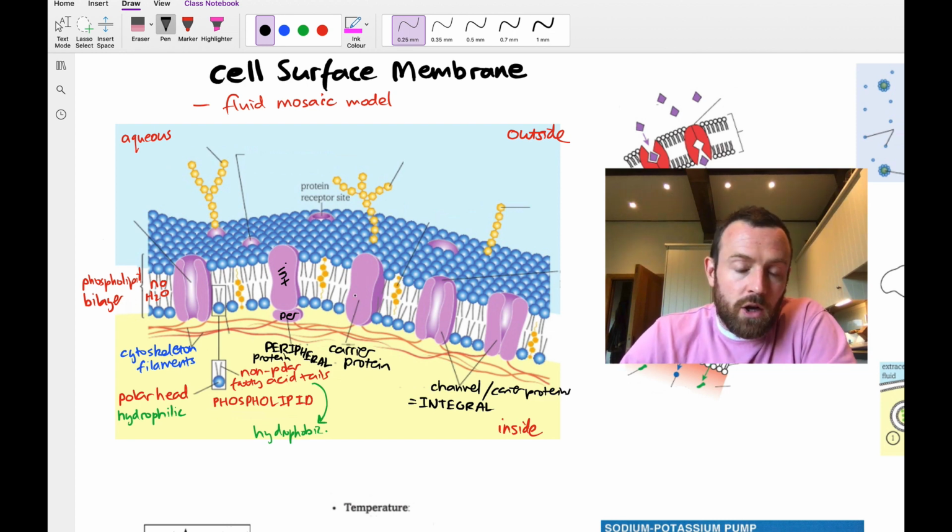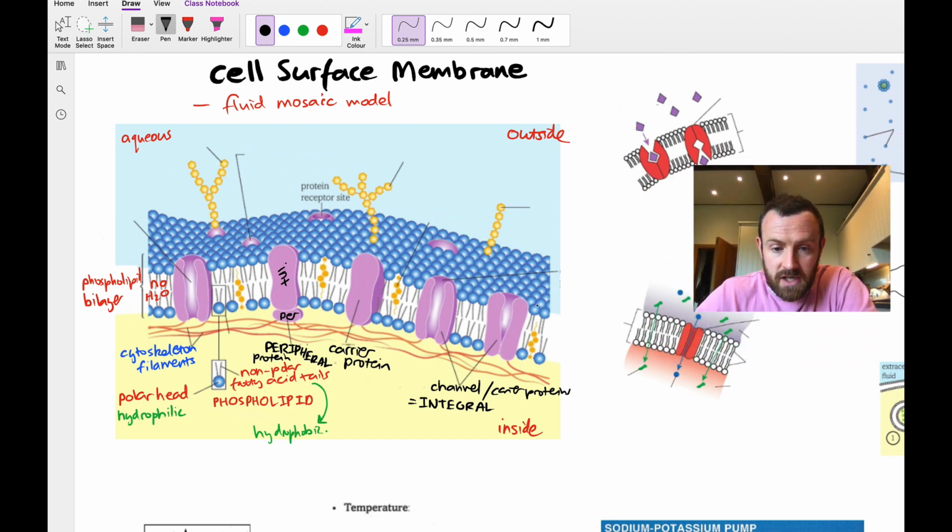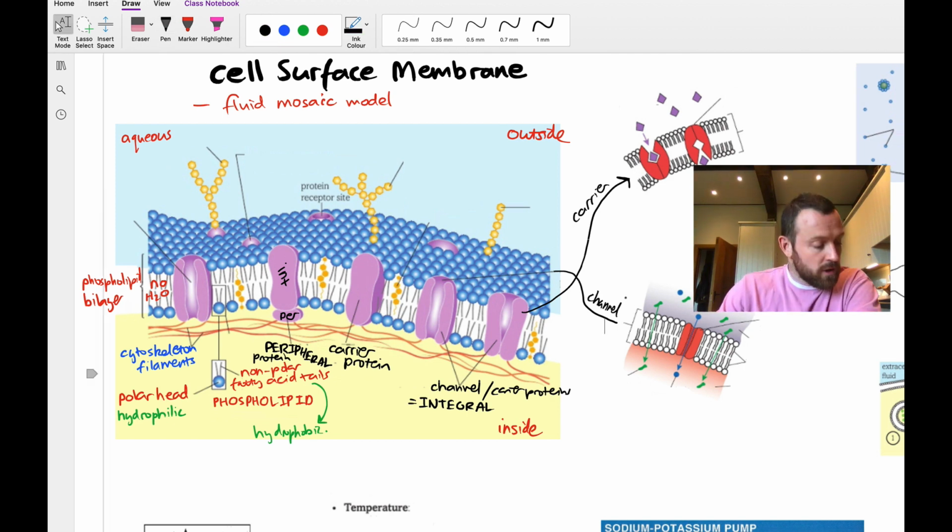Okay, so we're going to look at what these channel proteins and carrier proteins can do and the difference between them in a minute. So I'll just kind of link these to them. So this is a carrier protein. We're going to look at it here, carrier. And this one is a channel protein, which we're going to look at here. That's the bilayer there. So this is channel. Okay, so we'll look at those in a little bit more detail later.